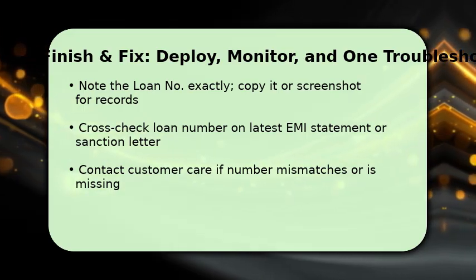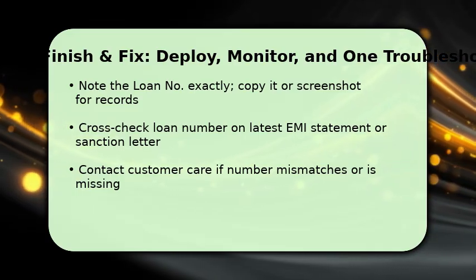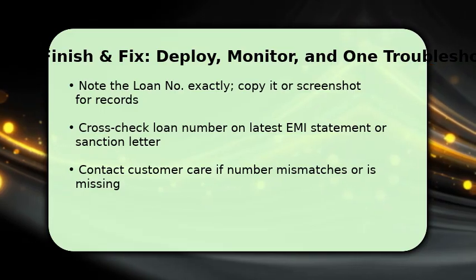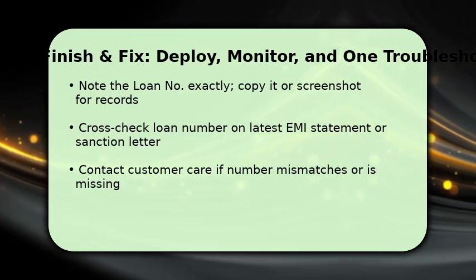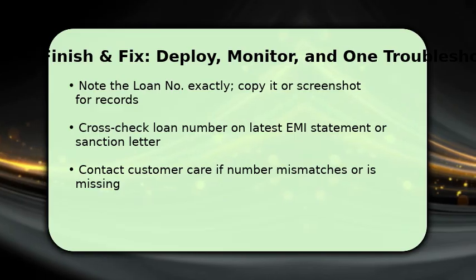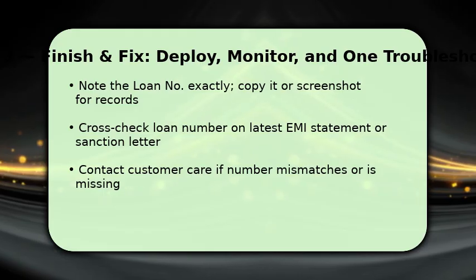Then cross-check that number against the latest EMI statement or your sanction letter to ensure it matches. This prevents misdirected payments. If you cannot find the number or it seems wrong, call customer care with your customer ID and last payment details. They can retrieve or correct the loan number. This is your main troubleshooting step.